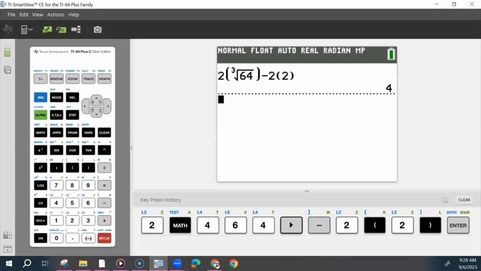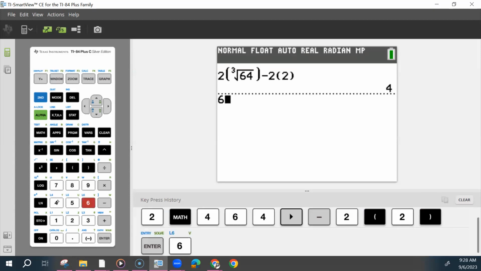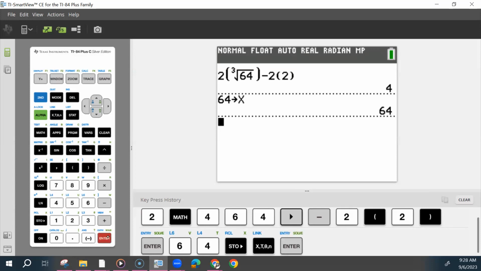The other is to kind of use the slider method we were doing on Desmos, but on here. So in order to do this, you would need to store 64 as X and store 2 as Y. Let me show you how to do that. You can type in 64. And then this STO button above on. Make sure everyone's doing this part. And then I want that to be X, so I'm gonna hit X. And then enter. And it won't look like anything happened, but what it did was put 64 in for X.